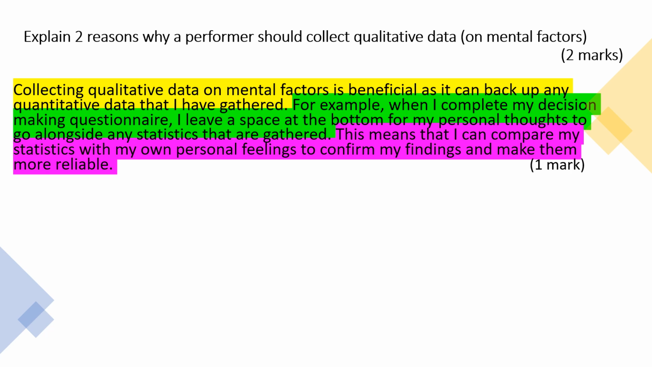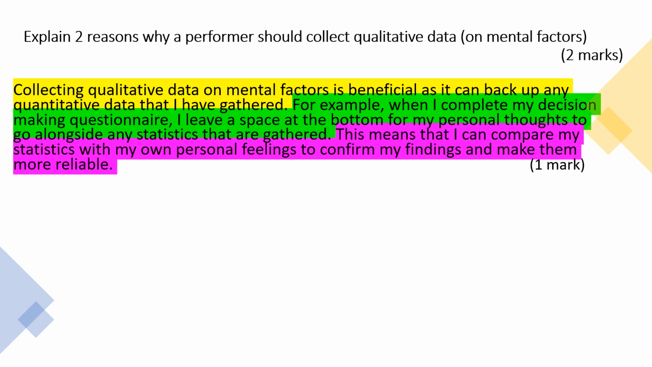So for example, when I complete my decision-making questionnaire, I leave a space at the bottom for my personal thoughts to go alongside any statistics that are gathered. This means that I can compare my statistics with my own personal feelings to confirm my findings and make them more reliable. As you will see again, it's been a little bit easier in this example to go with the point first, then the example, then the impact.